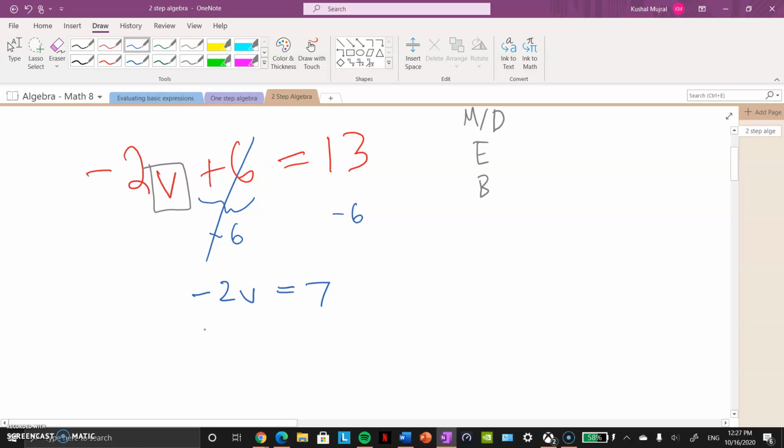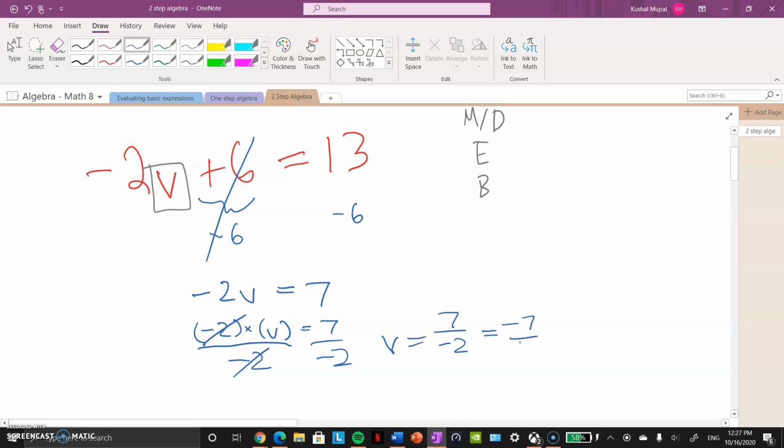And how do we cancel a negative 2 multiplied by a v equals 7? We would divide it by negative 2, so this negative 2 cancels out. And what you do to one side, you have to do to the other. So this you divide by negative 2. So v equals 7 over negative 2, which is just negative 7 over 2.